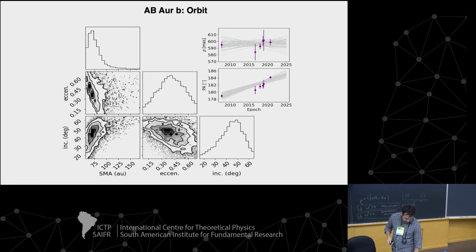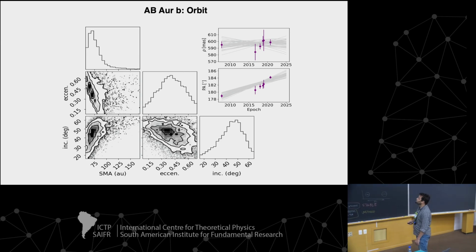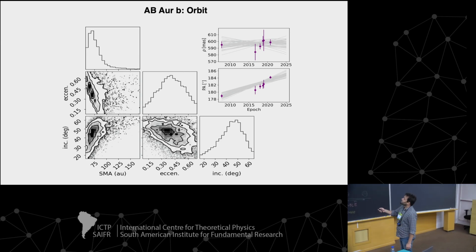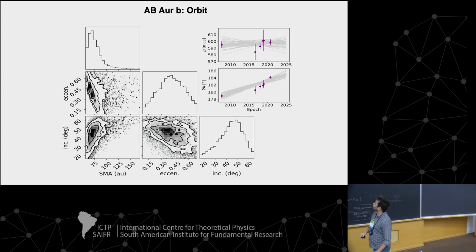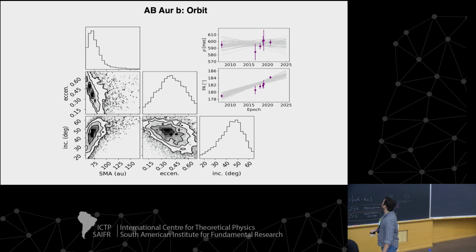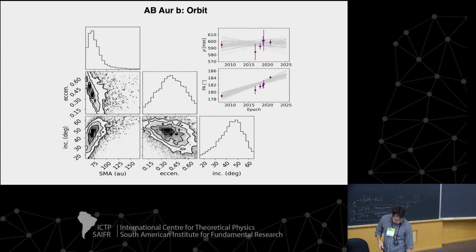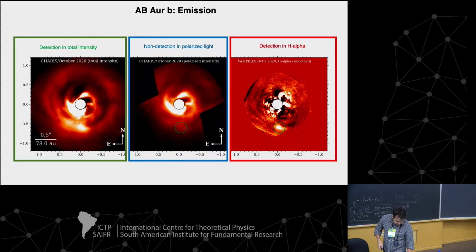Right, and then they could calculate the orbit. I mean, they could constrain the orbit, find the most likely eccentricity and inclination. It seems to be compatible with an object of low eccentricity and with an inclination compatible with the disk.